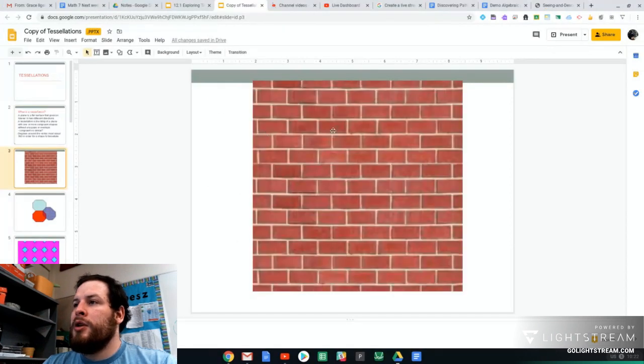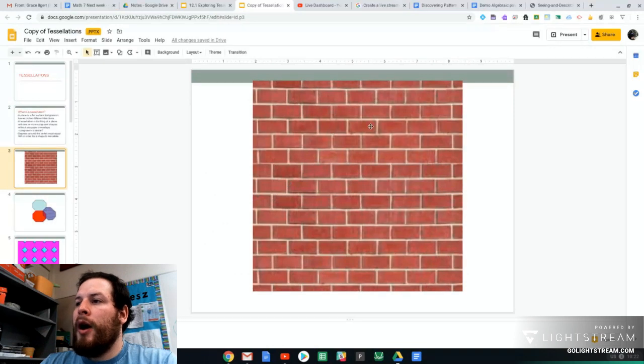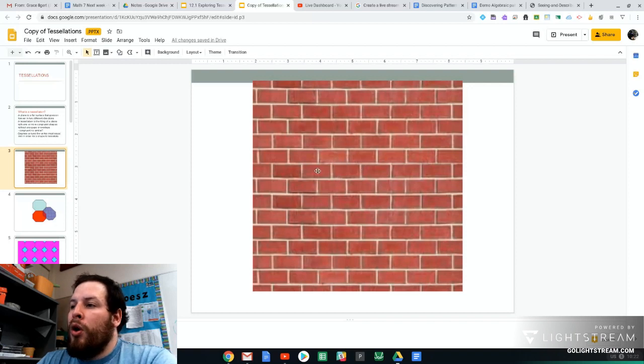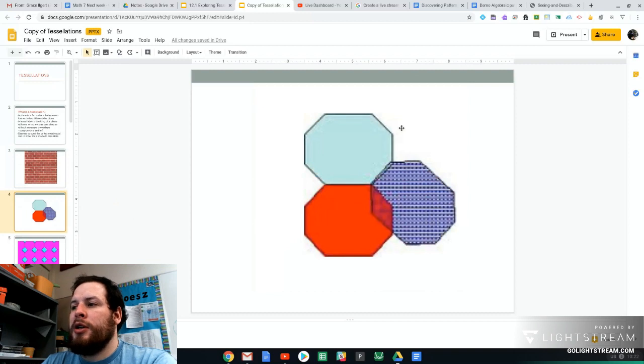Our first example is, let's close this because my computer is being really slow. A bunch of tiles here. This is an example of a tessellation, a brick wall where we have a rectangle over and over and over again. This is not a tessellation, this octagon, because there's overlap here, right? And we don't want overlap. We want it to fit together perfectly and look nice. So this would be an example of a non-tessellation.